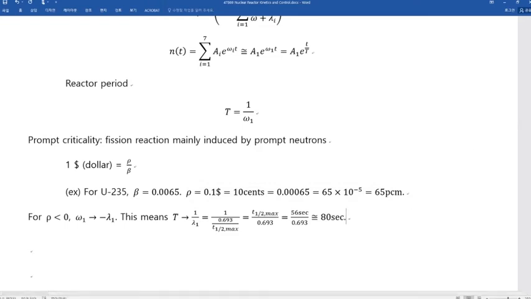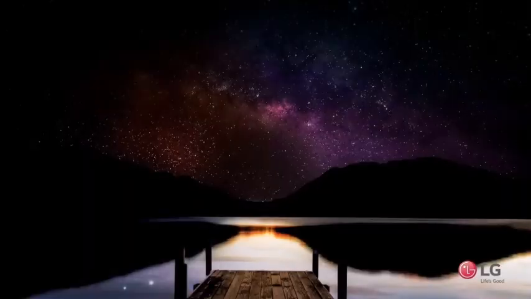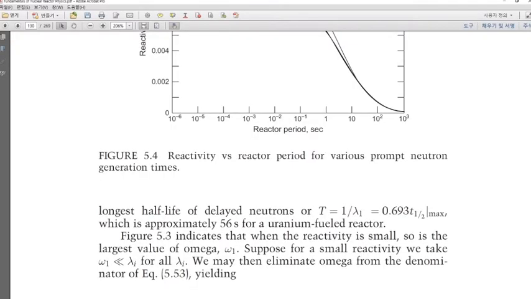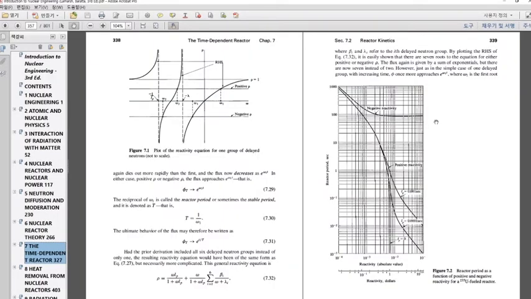So we have not learned chapter 7 of Lamarsh's Introduction to Nuclear Engineering. In chapter 7, this is Lamarsh and Baratta's Introduction to Nuclear Engineering, the third edition.